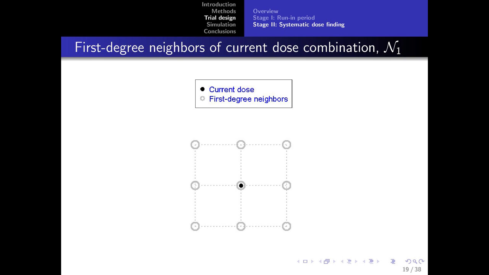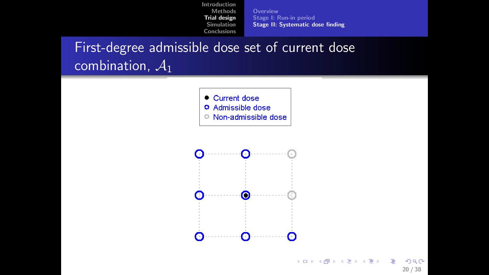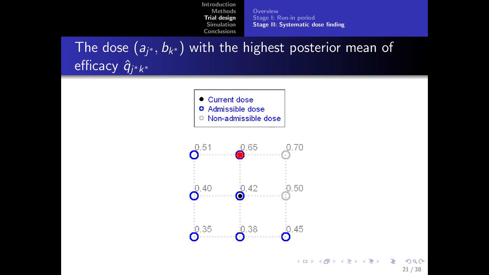Page 19. Here the diagram shows the concept we just discussed. You can see in the middle, the dot shows the current dose, and the other doses are the first degree neighbors. Page 20. The blue ones indicate the admissible doses. In this case, the two doses in the upper corners are not admissible, because they are too toxic. Next page, page 21. Now we have labeled the estimate of efficacy for each dose. In this case, the one indicated in red has the highest efficacy, and it is also admissible. So in most designs, we are going to assign the patient to that dose, because we want to assign the patient to the dose with the highest efficacy.